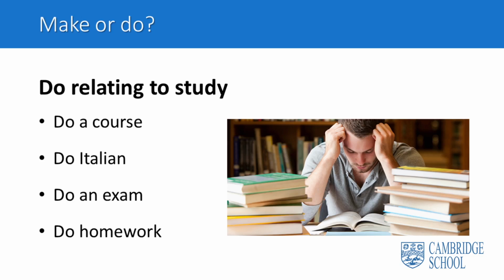Okay. Now we're going to look at uses of do. And just to remind you, we're talking about do, talking about activities, about doing things. The first one we're going to look at is study. With study, you can do a course. You can do Italian, maybe at university or school. You can do any subject: do Italian, do chemistry, do French, do English, do history. At the end of the course, usually you do an exam, and during the course, you do homework.